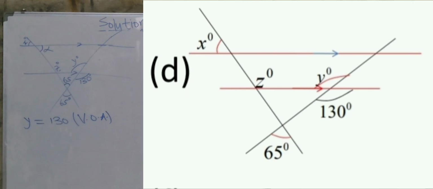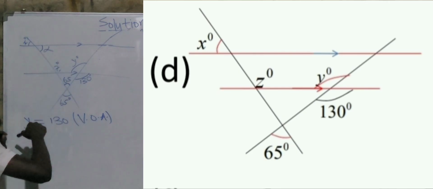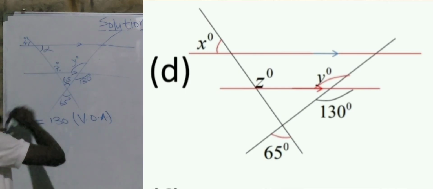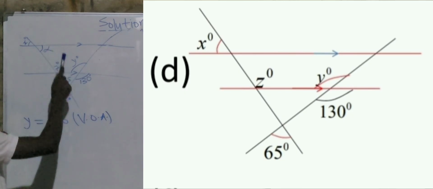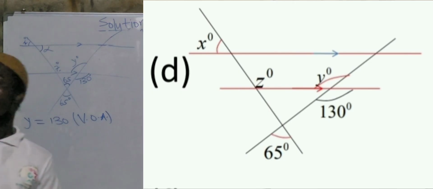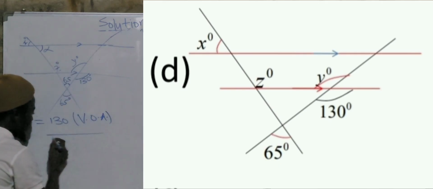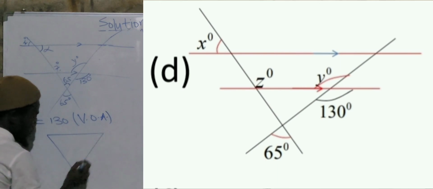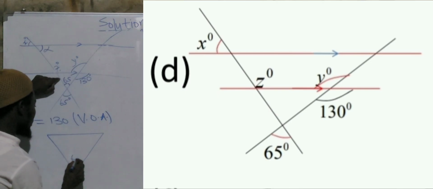Now, this angle and this angle, they are co-interior angles, right? But if you observe here, look at this angle, 65. This one and this one together give 130. What is the reason here? Exterior angle of a triangle. So let me take out an extract for you to see. From this extract, what do we have? We have 65.